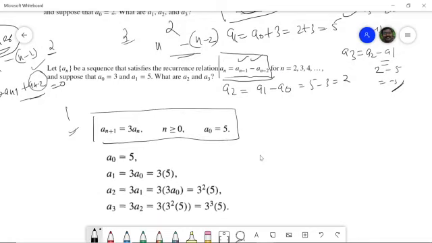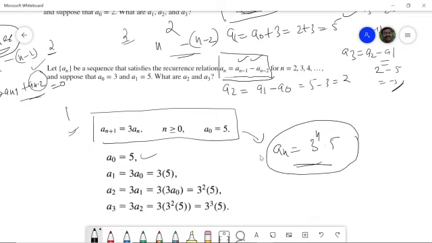Okay, so let us write down some general terms of this recurrence relation. The first term is 5, it is given to you. The second term is 3 into 5. The third term is 3 square into 5. So in general the nth term would be 3 raised to n into 5. So this is the solution of this recurrence relation. Okay, the nth term would be a(n) is equal to 3 raised to n into 5. You can see the pattern here.